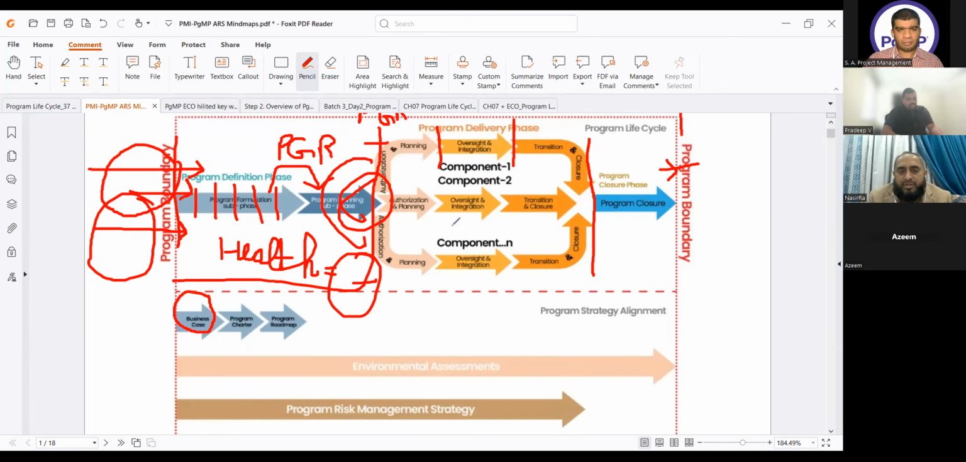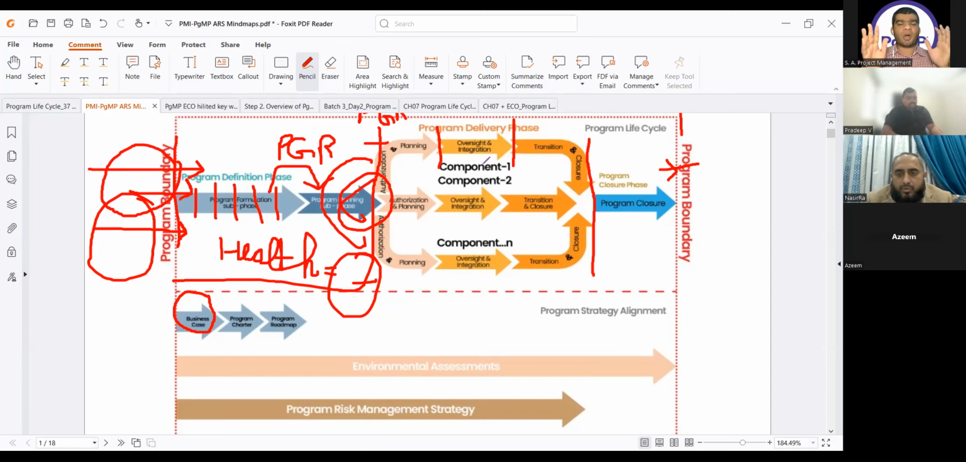We have different components, and in the program delivery phase every component has three subphases. The first is authorization and planning. Please say the complete word, because if he asks you about authorization, you will be confused. Authorization means initiation. Authorization and planning. The second subphase is oversight and integration, which means execution and monitoring and control. And the third subphase is transition and closure. In this, the most important thing is to close the component itself in the delivery phase.